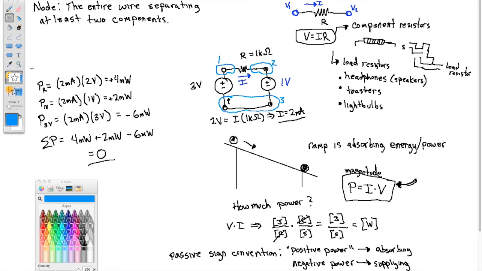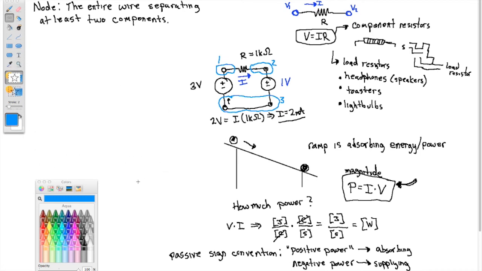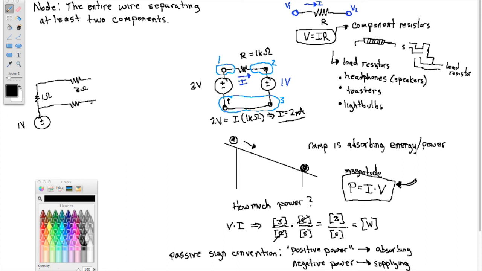Right, so let me draw you a different circuit. See if you get the idea. Let's make a different circuit over here. So 1 volt. So 1 ohm. 3 ohms. 6 ohms. 1 ohm. Okay, take a look at this circuit.